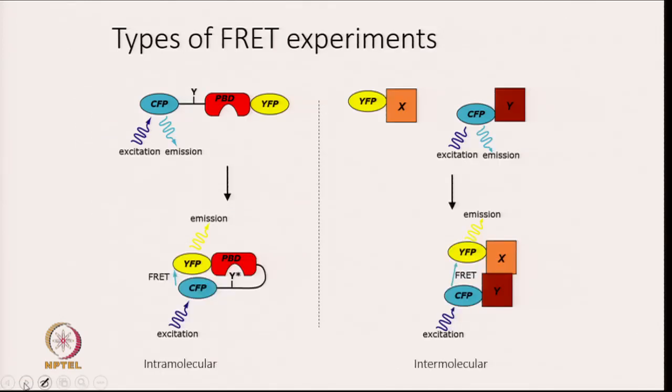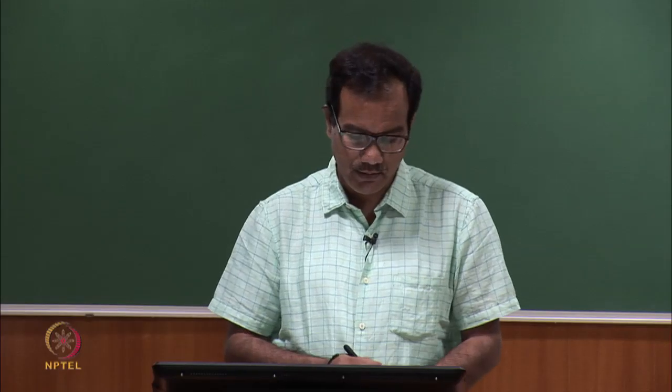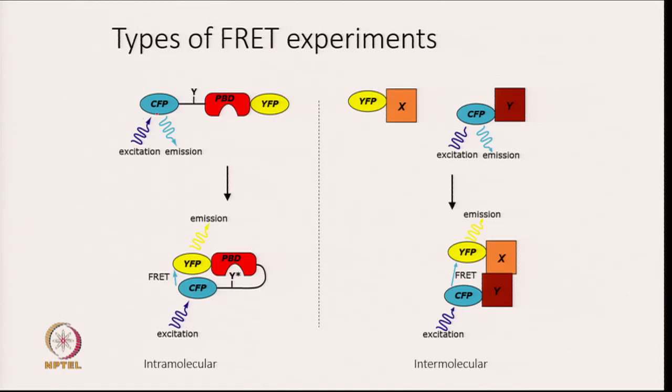Now, there are two different kinds of FRET experiments. One talks about the intramolecular distance, another talks about intermolecular distance. For example, if you are trying to look at the folding process, then you need to do this kind of experiment. In that, what you do is you tag one part of the protein with CFP, another part of the protein with the YFP, and if the protein folds, this YFP and CFP will come close to each other.